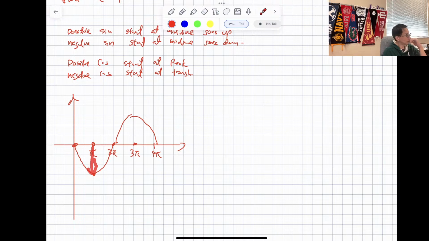So for every quarter period, there is a drastic change on the sine graph, either changing from minimum to midline, or midline to maximum, or maximum to midline, or midline to minimum. So far, does everybody understand?